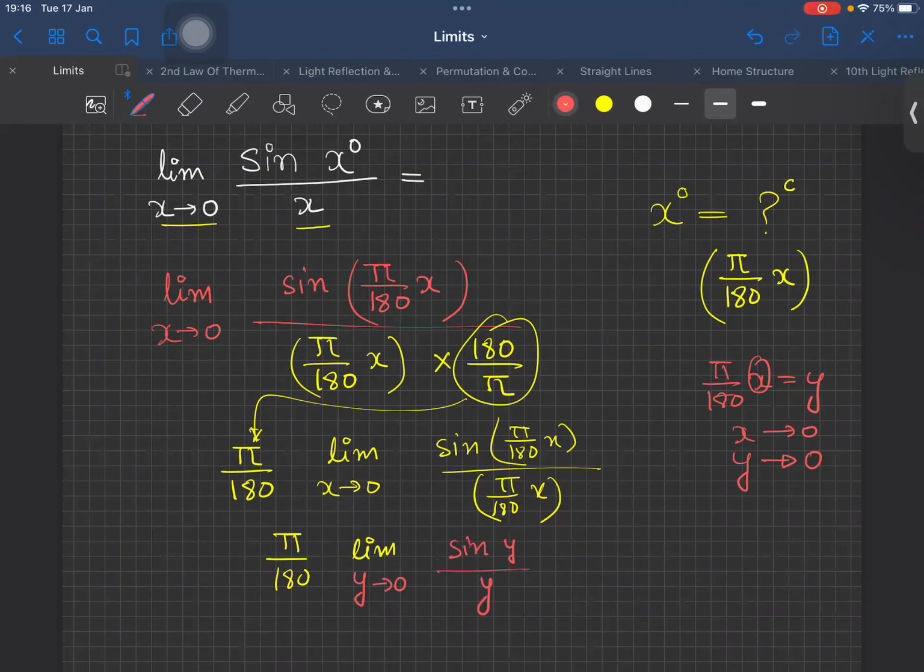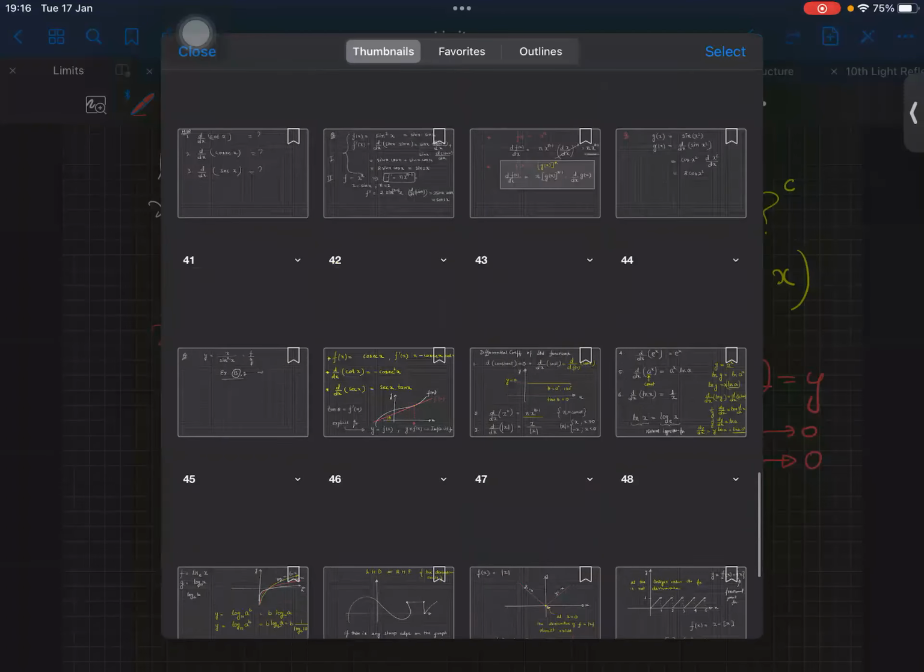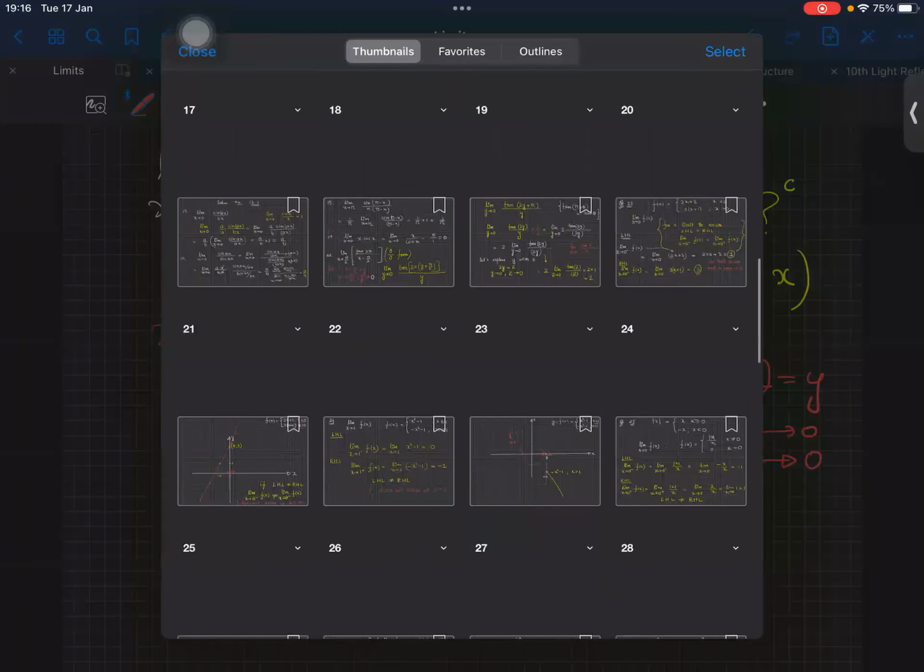And how much is this equal to? This is multiplied by how much? What's the value of the limit x tends to 0 of sine x upon x? 1, right? Have we done this or not?